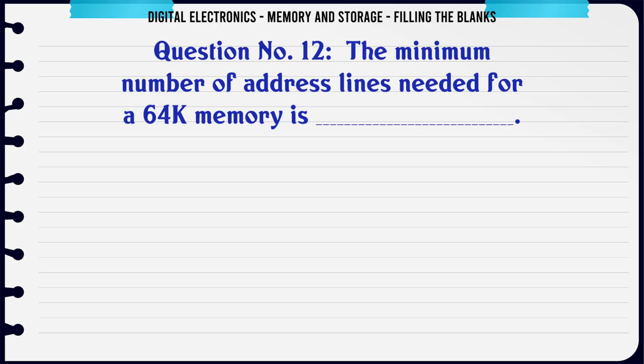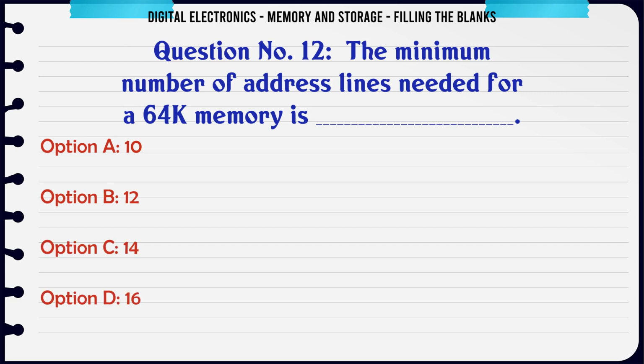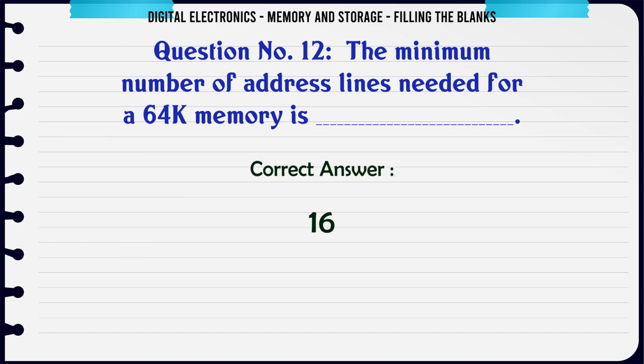The minimum number of address lines needed for a 64K memory is A. 10. B. 12. C. 14. D. 16. The correct answer is 16.